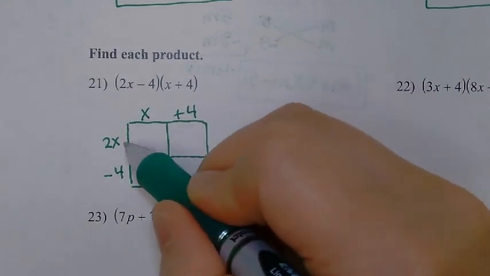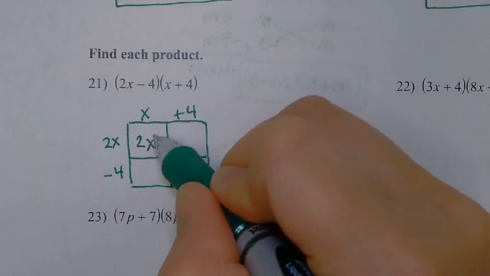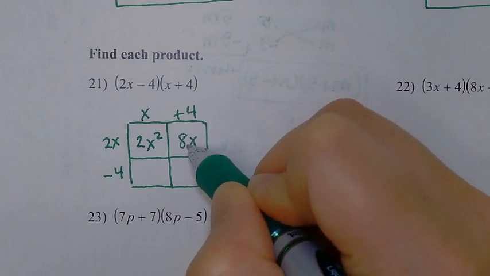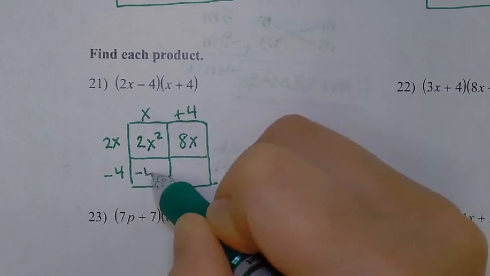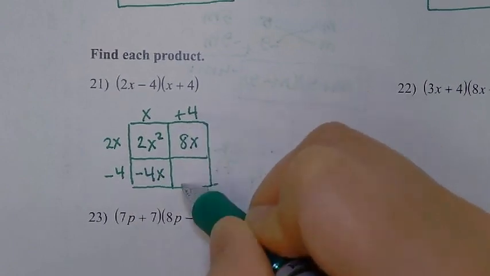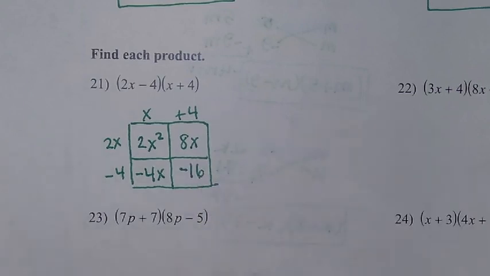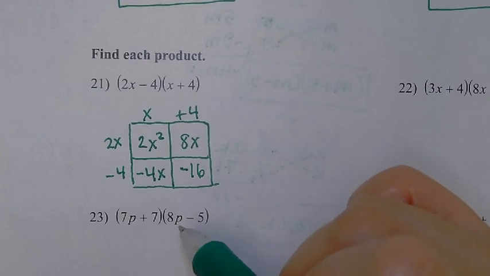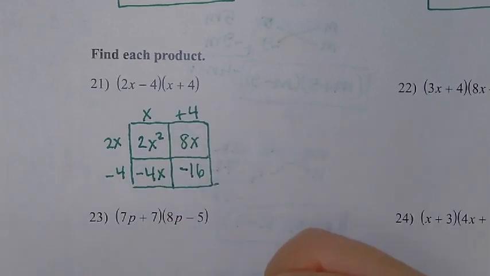So what's it going to be? 2x times x is 2x squared. 2x times 4 is going to be 8x. Negative 4 times x is going to be negative 4x. Negative 4 times 4 is negative 16. The reason why I like you doing it this way is because you don't forget any steps. Okay, you remember all parts of it.